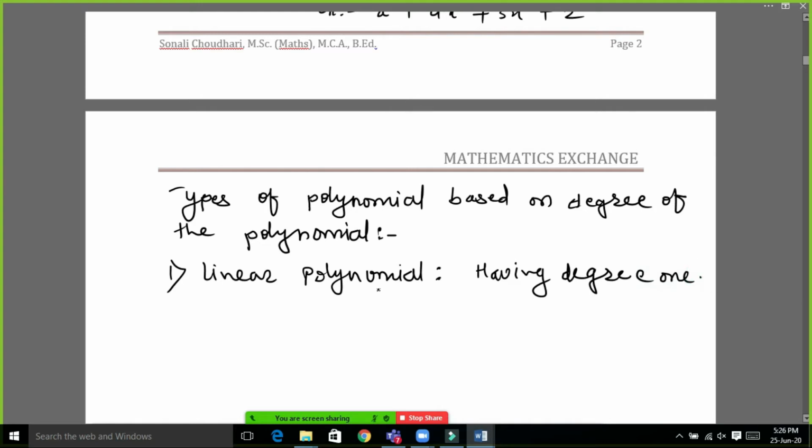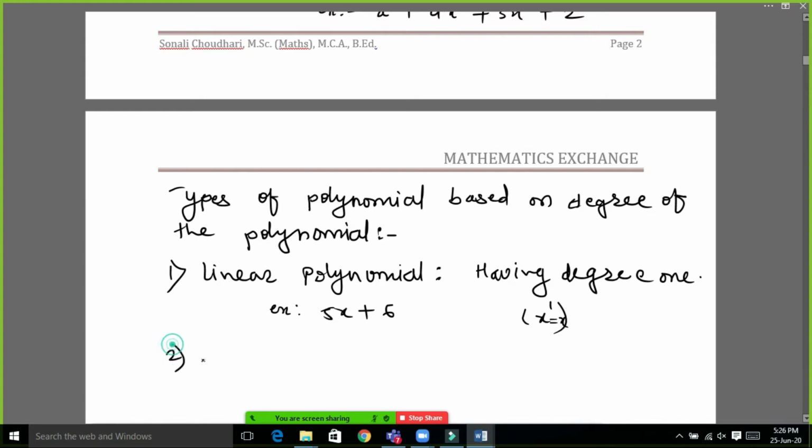Suppose, for example, 5x plus 6. So x has degree 1; I already explained that x to the power 1 is equal to x. We can write x to the power 1 is equal to x. So 5x plus 6 is a linear polynomial.